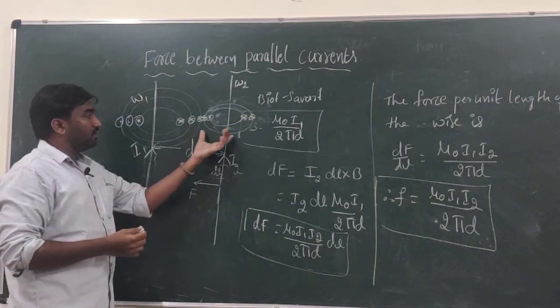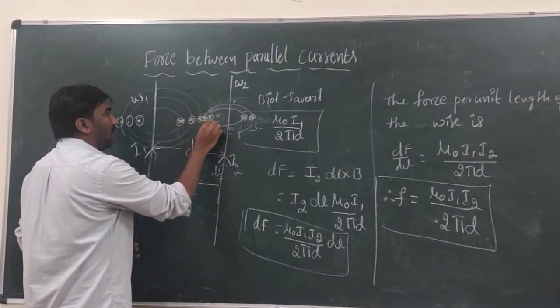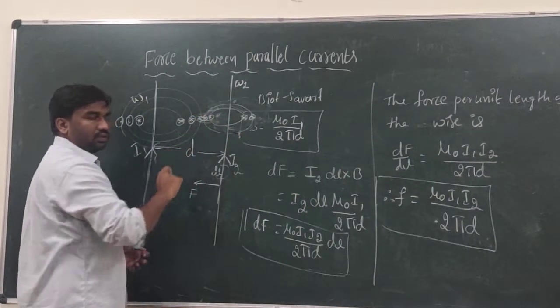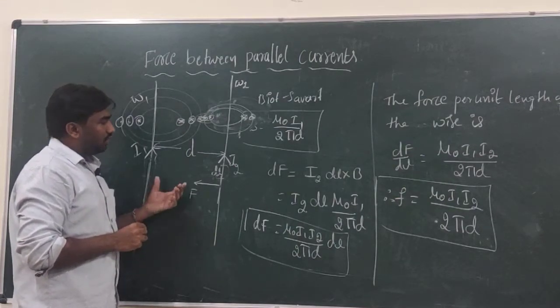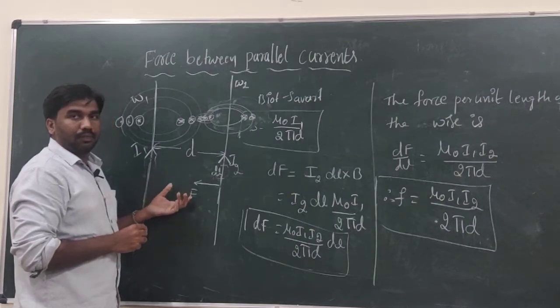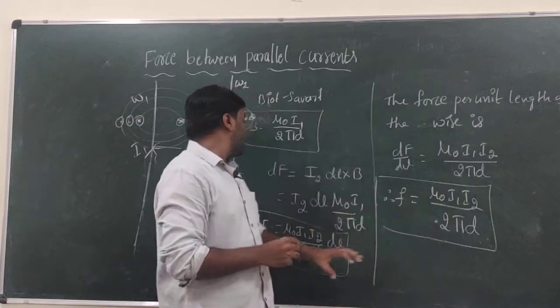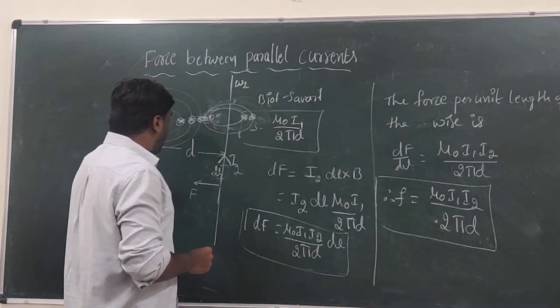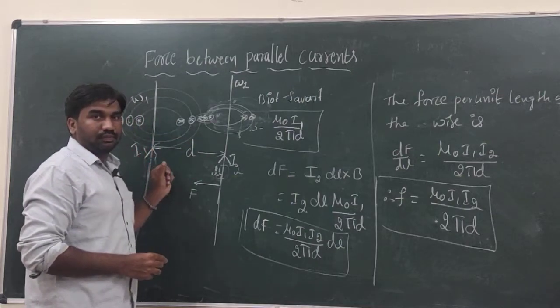The magnetic field produced by this current is like this. Obviously these are in different directions, so definitely they will attract each other, and the force is attractive. This is the magnitude of the force on the current I2 due to the magnetic field and force from the current I1.